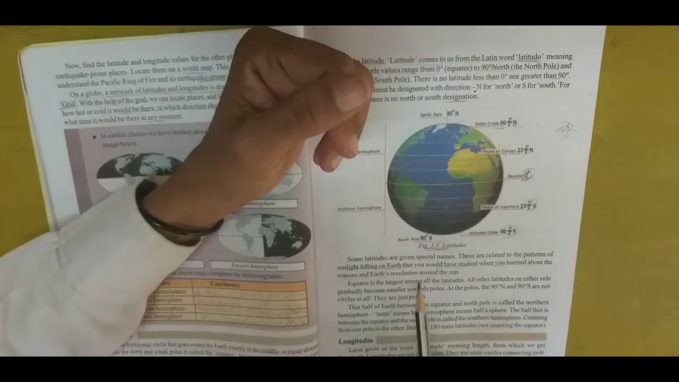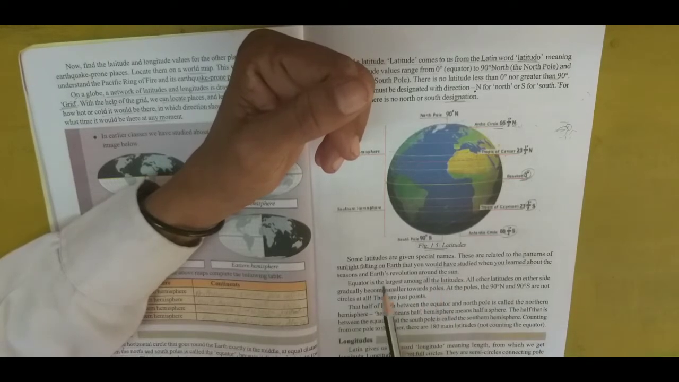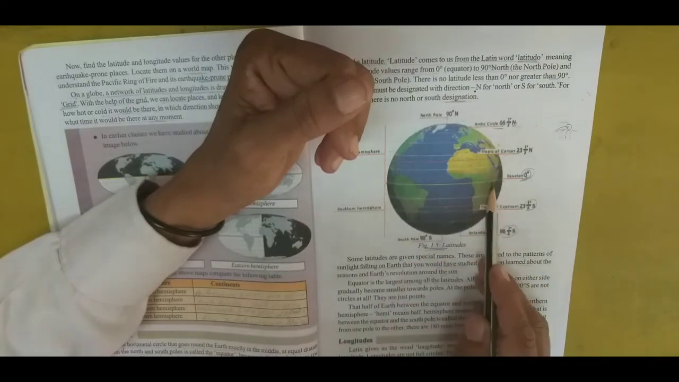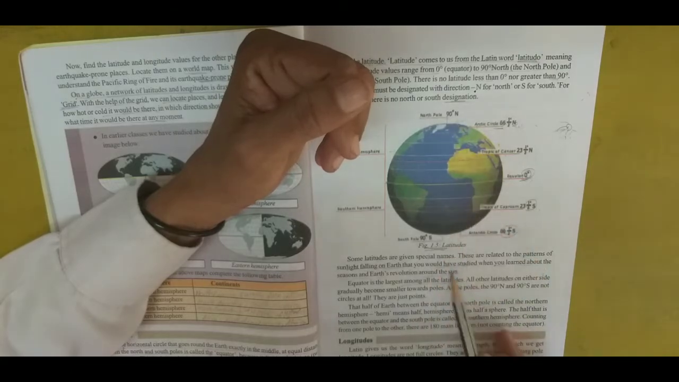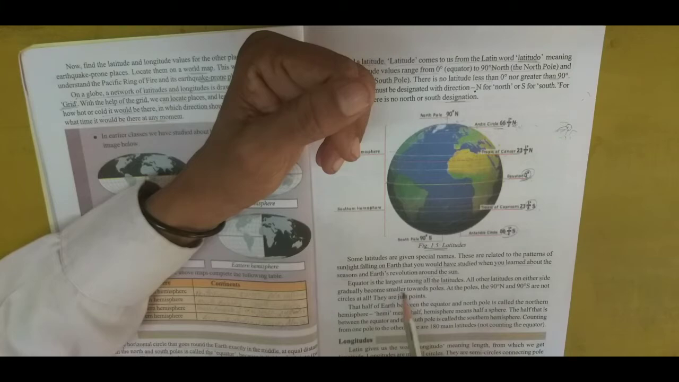The equator is the largest among all the latitudes, and it divides the earth into two parts. All other latitudes on either side gradually become smaller towards the poles. At the poles, the 90 degrees north and 90 degrees south are not circles at all. They are just points.